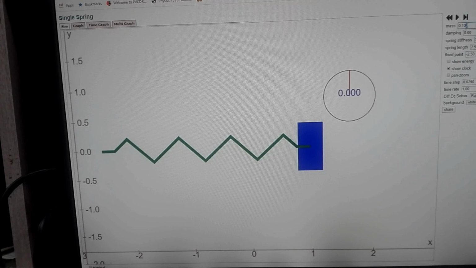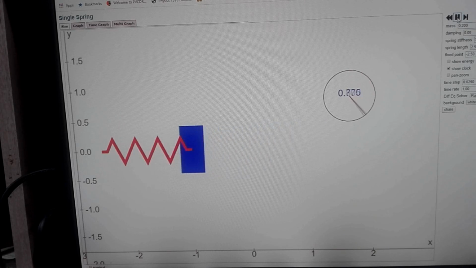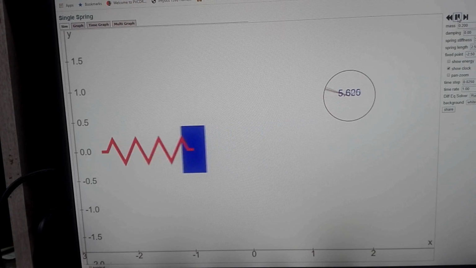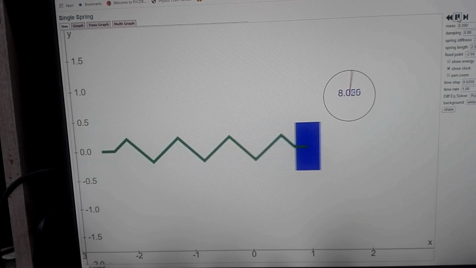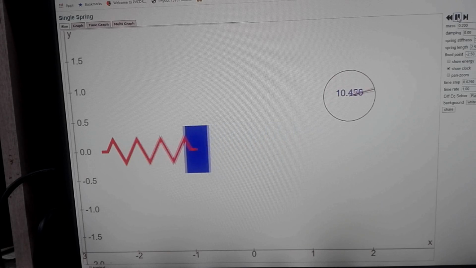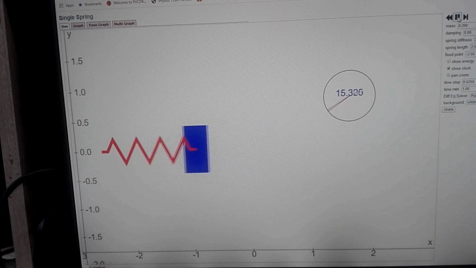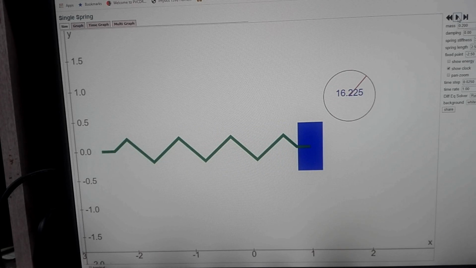Now let's change the mass of the object from 100 grams to 200 grams. 1, 2, 3, 4, 5, 6, 7, 8, 9, 10. So here you see the period of oscillation is increased. It is 16.225 seconds.